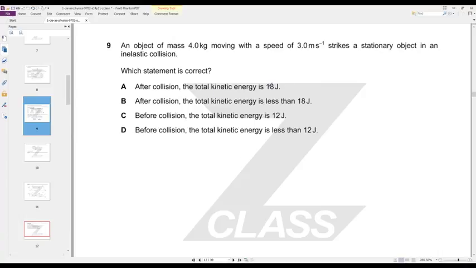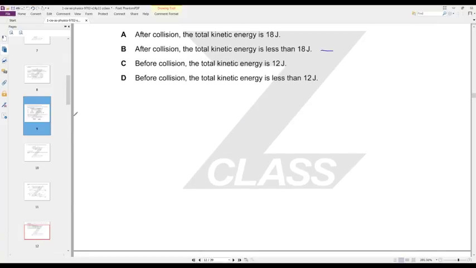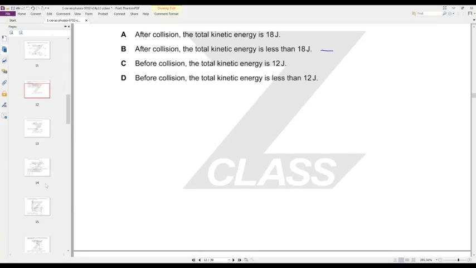These two from before are just rubbish. And this one, B, is the inelastic collision as they've asked for. Sorry, my apologies. A would be the case if it was elastic. Yes, A would be the case if it was elastic. B is the case because it is inelastic. C and D are just wrong.